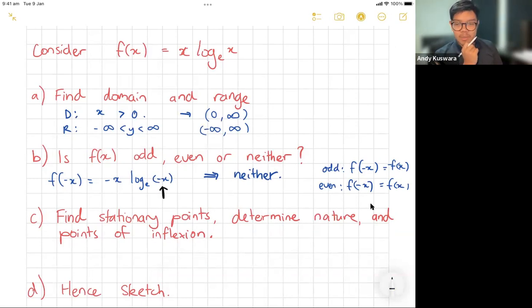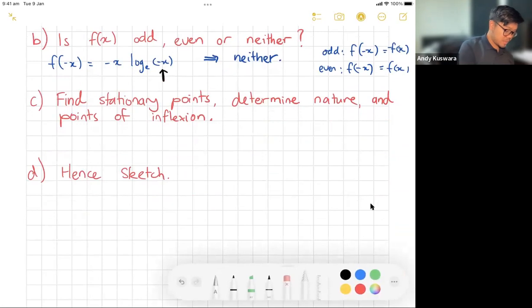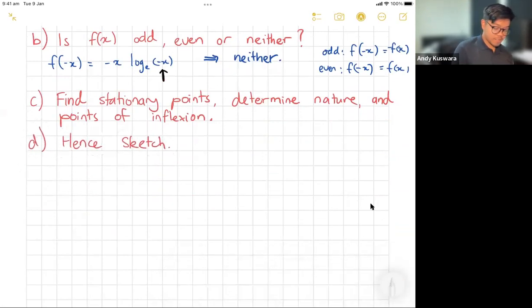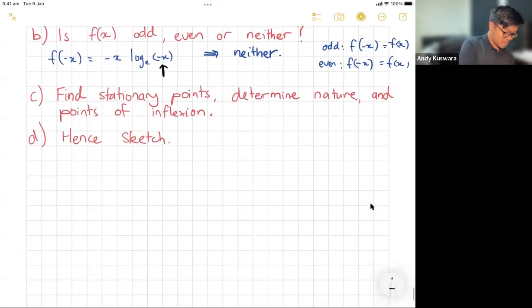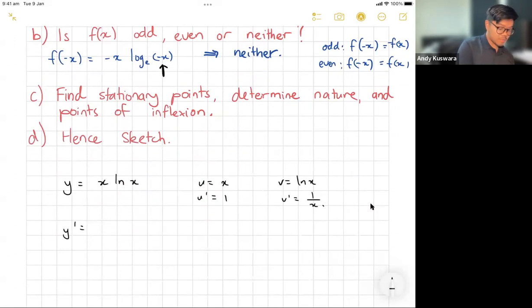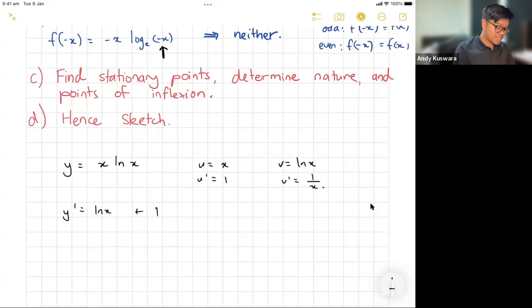Okay, find stationary points, determine nature and points of inflection, hence sketch. I'm going to put these together. Stationary points: first things first, let's differentiate. Let's use the product rule. If y equals x ln x, then u equals x, v equals ln x, u dash equals 1, v dash equals 1 on x. So y dash becomes ln x plus 1. That's kind of nice.